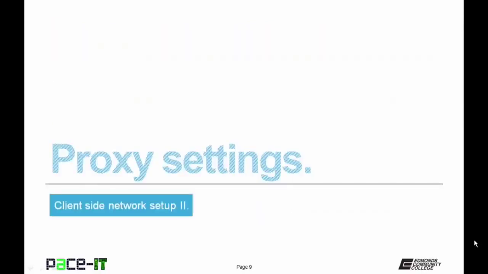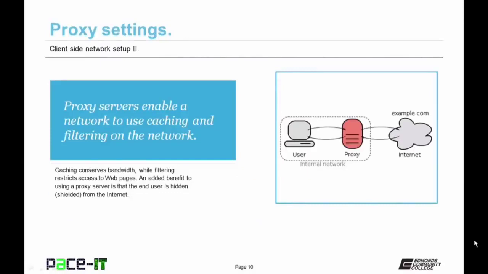Let's move on to proxy settings. Before we can discuss the proxy settings, we need to discuss proxy servers. These enable a network to use caching and filtering on the network. Caching conserves bandwidth because it saves frequently requested web pages in its cache, and it provides filtering because it will restrict access to web pages. An added benefit to using a proxy server is that the end user is hidden, shielded, from the internet. They're never seen. Only the proxy server is seen.